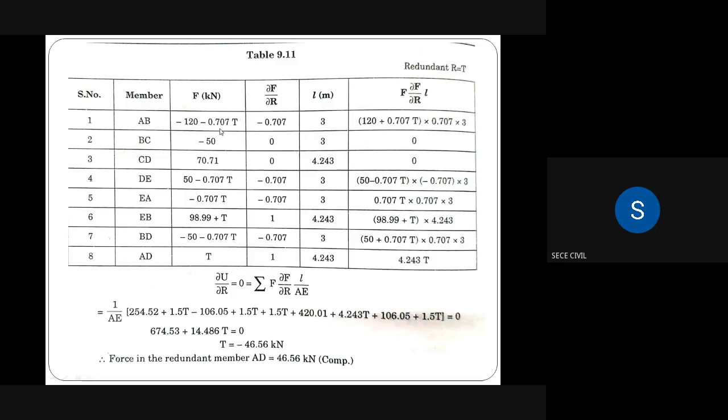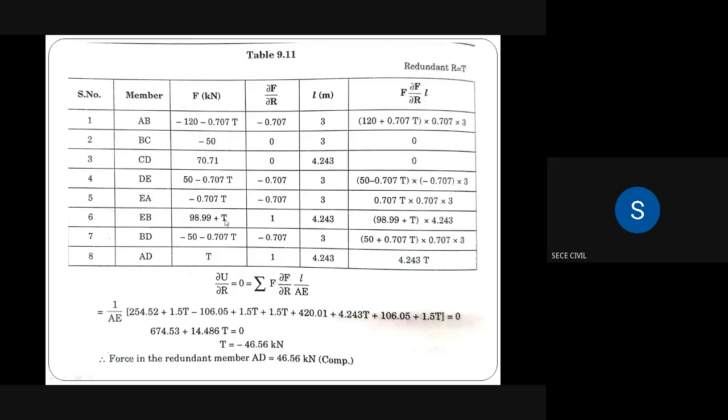So dou F by dou R means differentiating with respect to the redundant. Here there is no redundant term, but in this second term there is a redundant T. So if we differentiate, we'll get the value minus 0.707. In the second term and third term, 0. Finally in the fourth member, that is member DE, dou F by dou R is equal to minus 0.707. Member EA also, dou F by dou R minus 0.707.